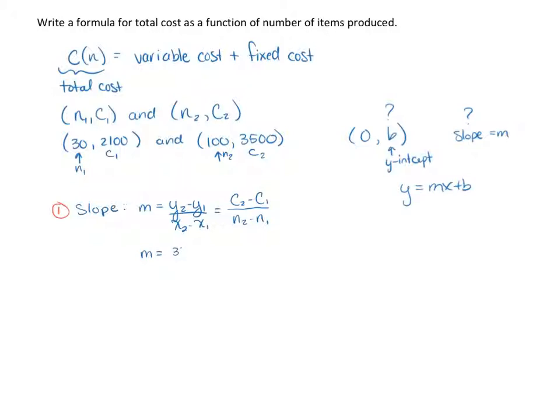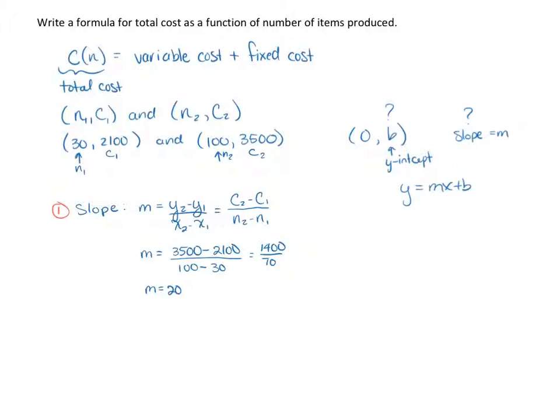So then that's 3,500 minus 2,100, divided by 100 minus 30. Okay, so on the top here, we've got 3,500 minus 2,100, which gives us 1,400. And on the bottom, we have 70. And let's divide 1,400 by 70, and our slope is 20. So now we know what our slope is.